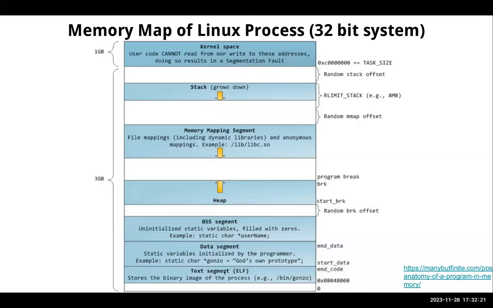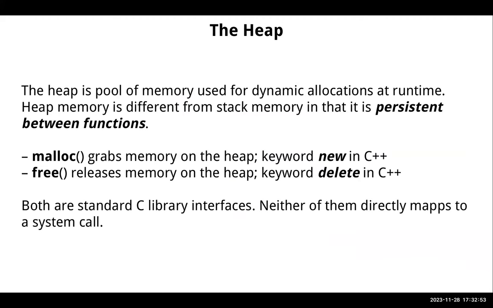As you can see from this picture, some of the memory regions are not writable, right? The text segment is not supposed to be writable unless it's self-modifying code. The data section, BSS section, and heap section are writable. The memory mapped segment, the libraries, are not supposed to be writable either, but the stack is writable. The writable areas are the dangerous areas because legit programs can write there, and also attackers may be able to write it.